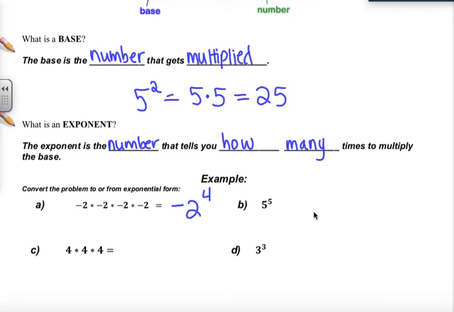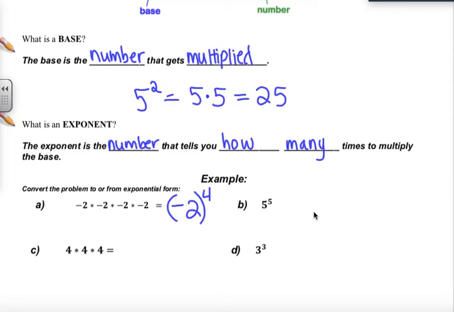Now there is something weird about negatives. When there are negative bases, you actually need parentheses around the -2, and I'll explain that in further sections. But anytime you have a negative base, you're going to want to put parentheses around it so that I know you're multiplying -2 times -2 times -2 times -2, and not just taking a negative of whatever the answer is. Now these problems are asking us just to convert them, not necessarily get the final answer in the end.